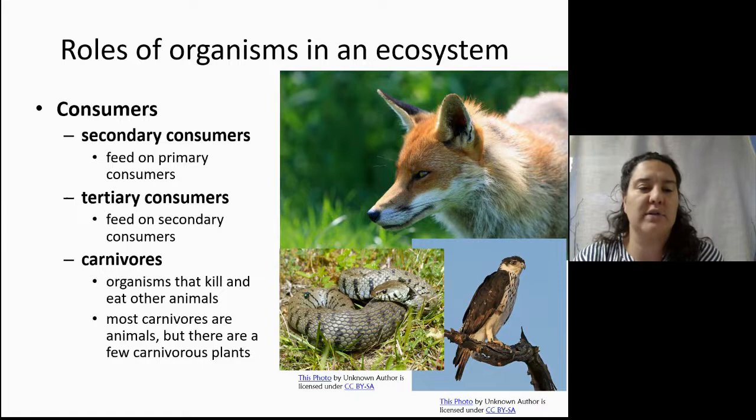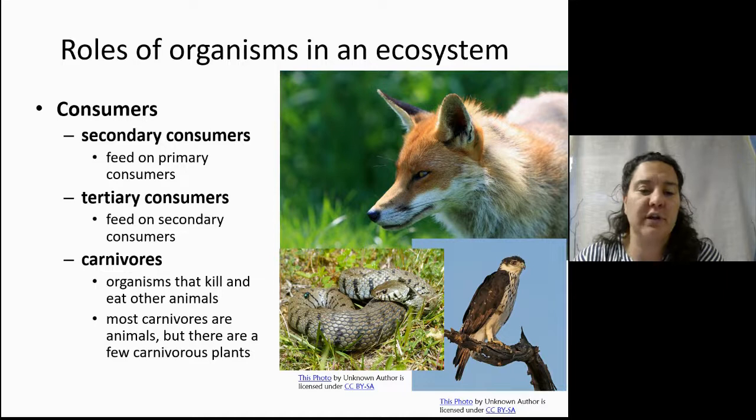Now, continuing on with consumers, we can have secondary consumers that feed on primary consumers. Tertiary consumers feed on secondary consumers. And both secondary and tertiary consumers typically could be carnivores because they're going to kill and eat other animals. Most carnivores are animals, but there are a few carnivorous plants, such as the Venus flytrap.